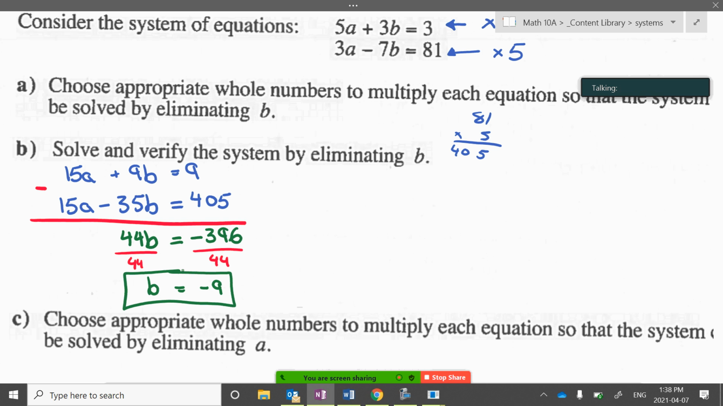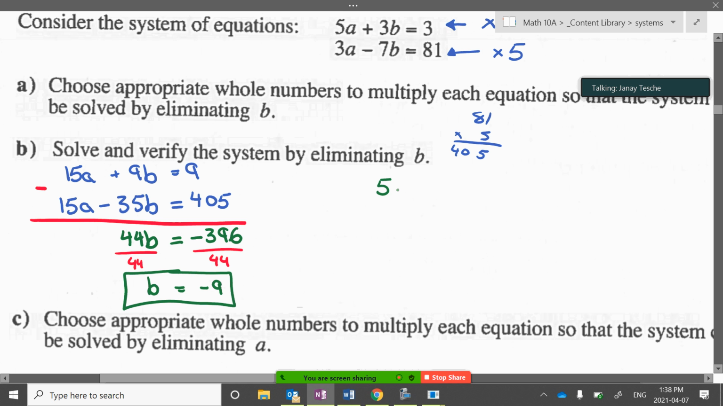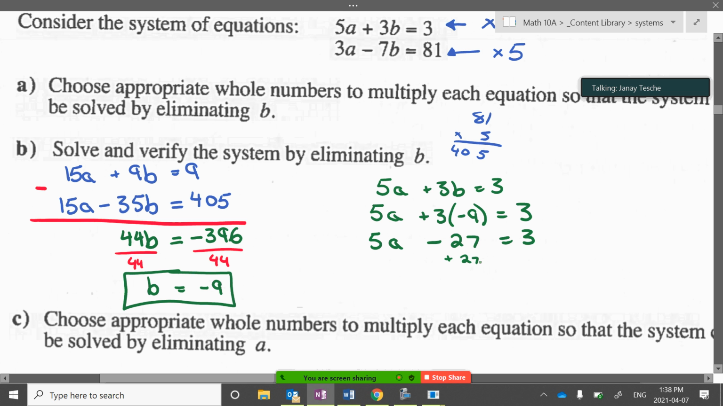So if we go back, I can plug it into 5a plus 3b equals 3. Solving for a, so I have to leave the a there. b is negative 9. So then I get negative 27. Add 27 to both sides. So then a is equal to 6.